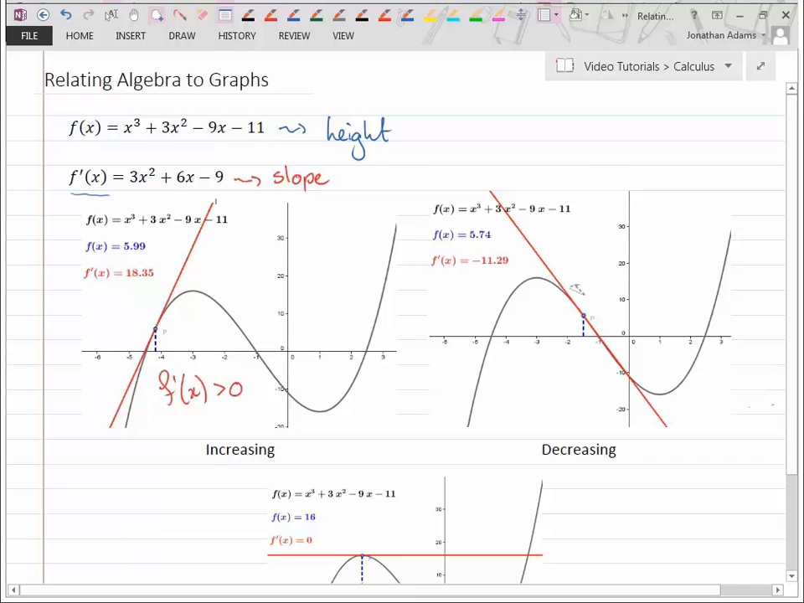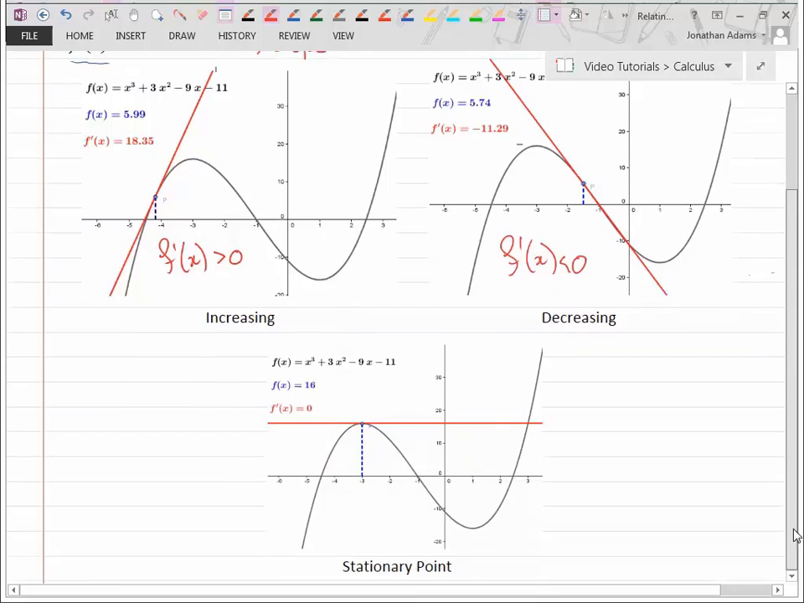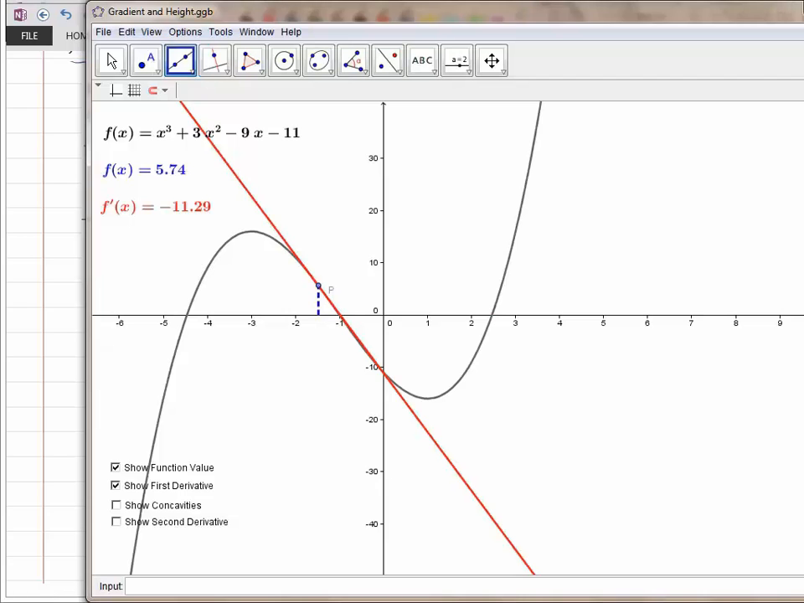If we're in a situation like this, where the function is decreasing, the tangent has a negative gradient, then the first derivative is negative. And if we're in a situation like this, where we're at a place where the tangent is horizontal, we call these stationary points, then we expect the first derivative to be equal to 0.